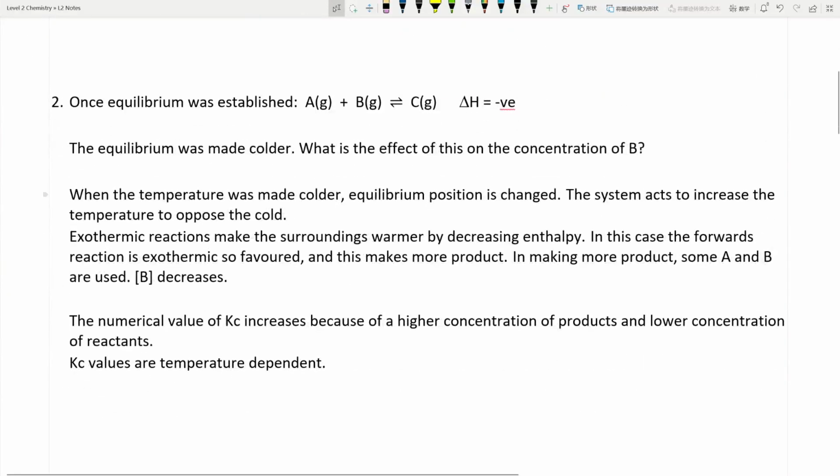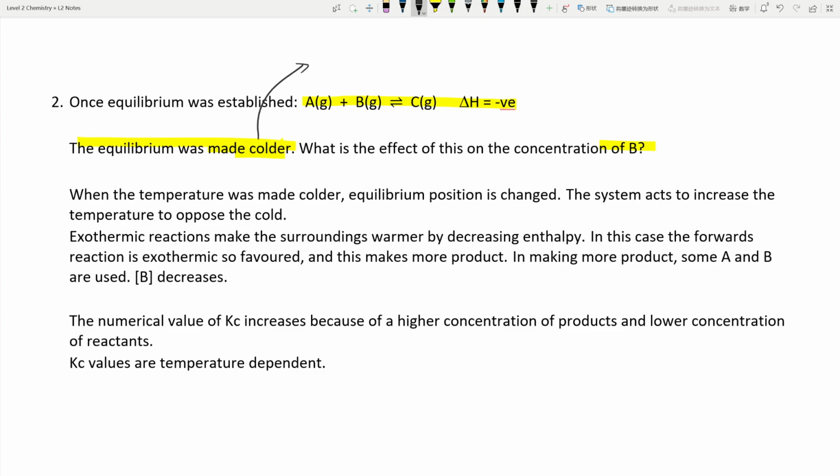Now let's look at B. Number 2. Equilibrium, same thing. Now the equilibrium was made colder, so we have less temperature. What's the effect on B? Just with these first two questions, I always look at B, but it doesn't have to be B, it could be A, it could be C, could be any one of them, so you need to understand what we're actually trying to do here. The equilibrium is colder, so don't look at the answers yet, don't cheat.